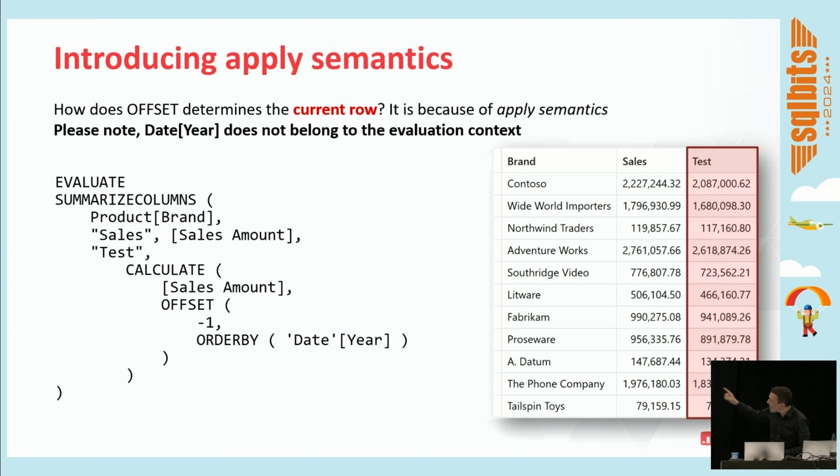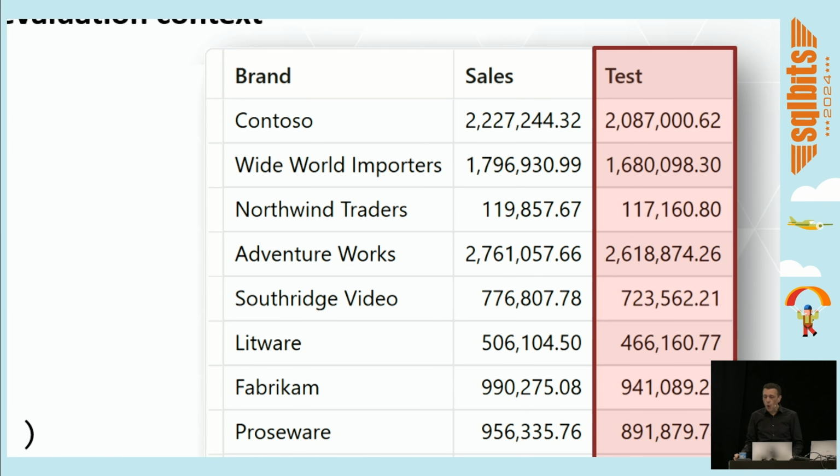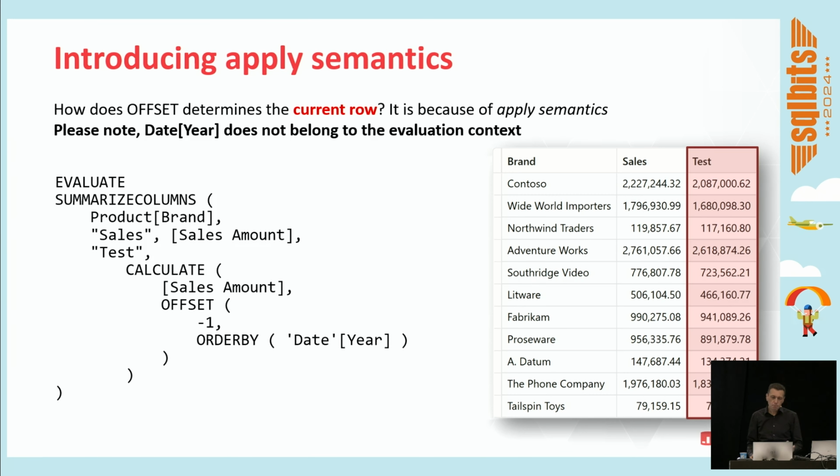We can explain what this number is, but the first time that you see this number, you have no idea what it is, because it's a different number, but it's not 1 year. What is this number? So now we use this example to introduce the apply semantics, which is used every time a window function in DAX has to compute something, right? The current row.